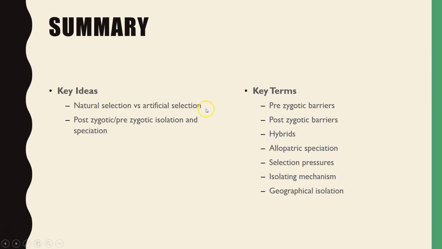This is the summary of the lesson: natural selection and artificial selection, post-zygotic, pre-zygotic mechanisms of isolation, specifically allopatric speciation, and what that means and how it works. The key terms are written over here. These are the ones you need to be aware of this lesson.